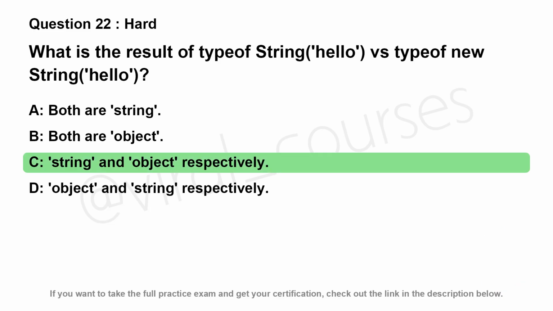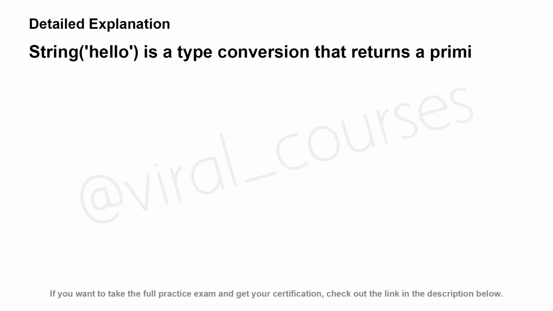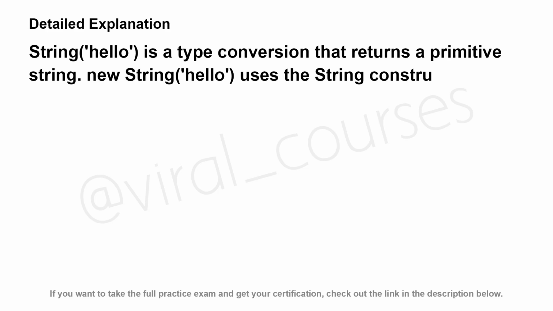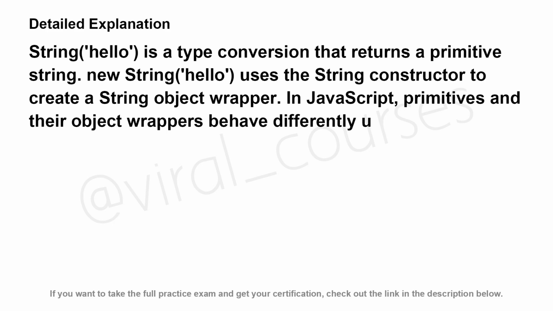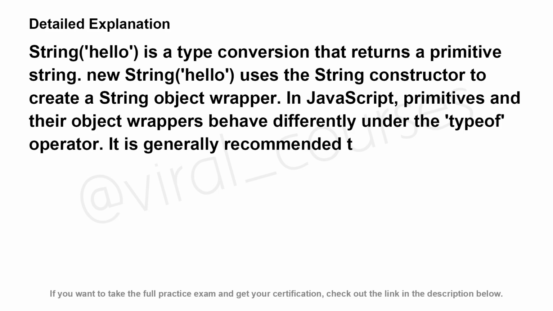The correct answer is C. String("hello") is a type conversion that returns a primitive string. new String("hello") uses the String constructor to create a String object wrapper. In JavaScript, primitives and their object wrappers behave differently under the typeof operator. It is generally recommended to avoid new String().